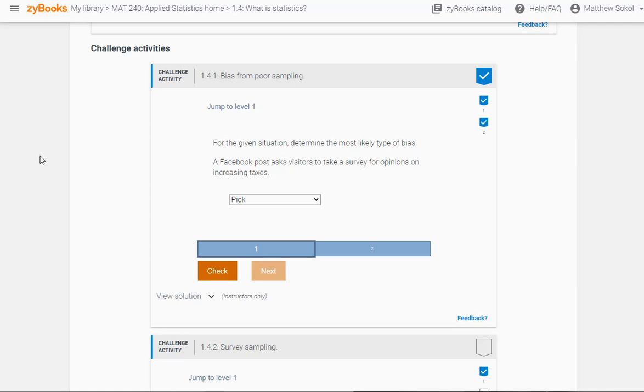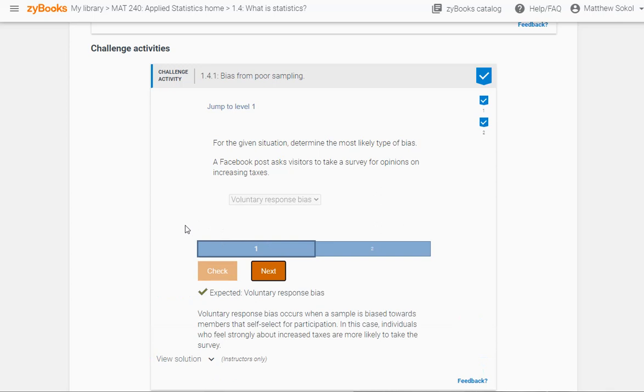So the first challenge exercise has to deal with bias from poor sampling. Here's the first question. For a given situation, determine the most likely type of bias. A Facebook post asks visitors to take a survey for opinions on increasing taxes. Well, if Facebook posts a survey, it's a voluntary response. So there's going to be some voluntary response bias here. Whenever you have a survey that's voluntary, it's just going to have bias.